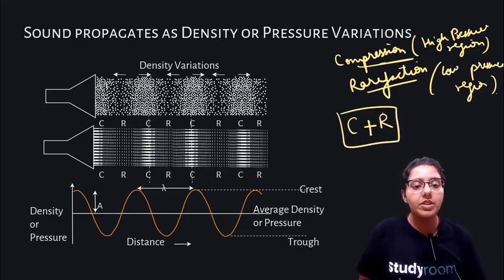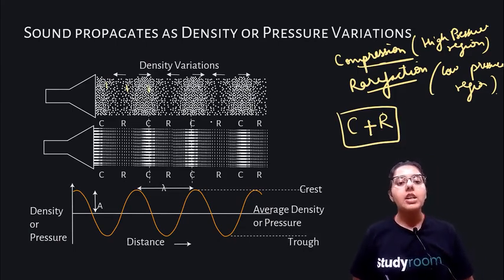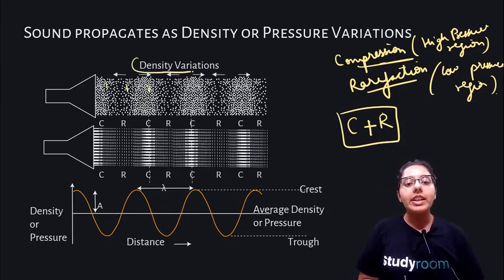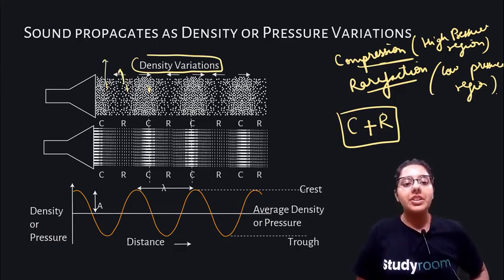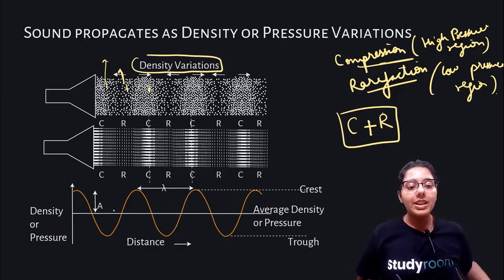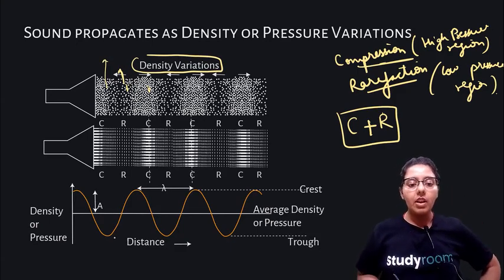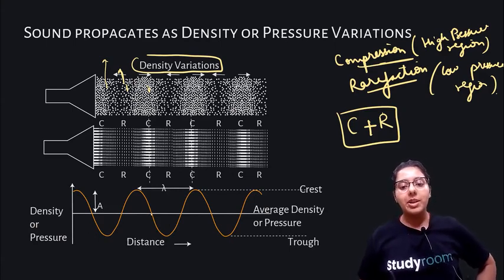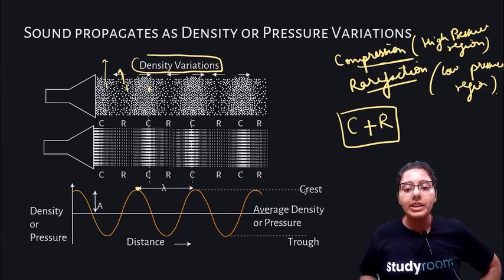You can see high pressure, low pressure, high pressure, low pressure, right? So these are density variations. Somewhere it is a high pressure region, somewhere it is a low pressure region. Sound is a combination of these. You can see that density or pressure varies this way with the distance, okay? The uppermost point is called the crest and the lowermost point is called the trough, okay?